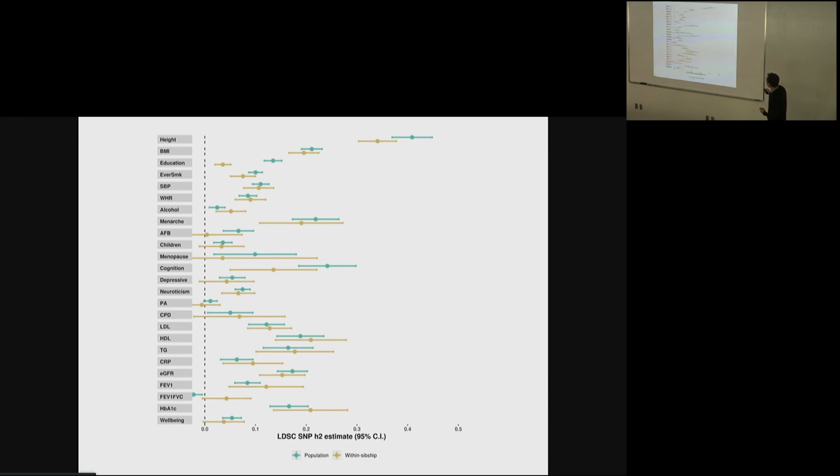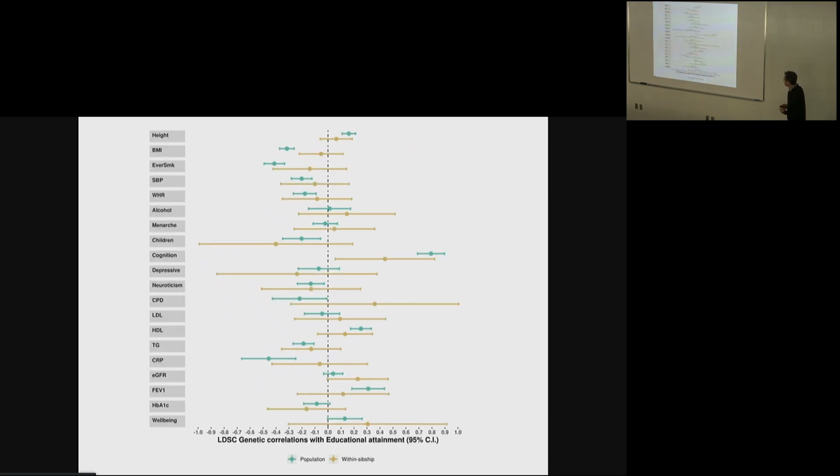Again, for height, there's less of a difference here. And you can do this for a lot of different phenotypes. This is another interesting thing you can do with this kind of GWAS result, which is look at the genetic correlations and contrast the genetic correlations that come from the population effects, which again are in green, versus those that come from the within sibling results.